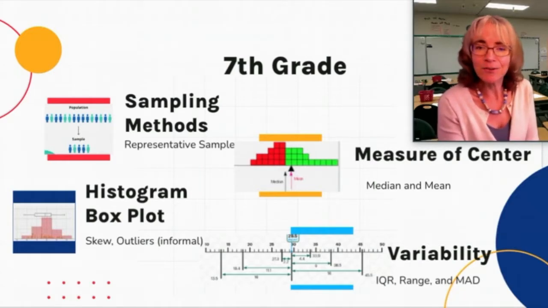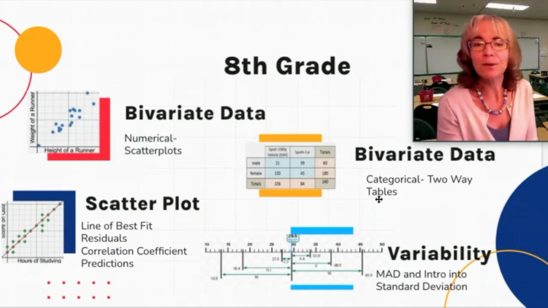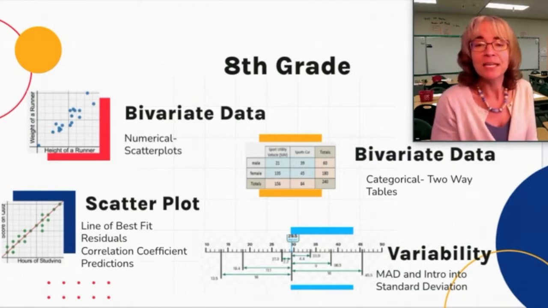But in 8th grade, we moved to another variable. So we moved to bivariate, 2 variable data. And we can look at that in the categorical way when we're looking at two-way tables. And again, that ties into our understanding of percents and proportionality. And then bivariate data with numerical values, and so we're plotting those on a scatter plot. So they are introduced to scatter plots and introduced to line of best fit.